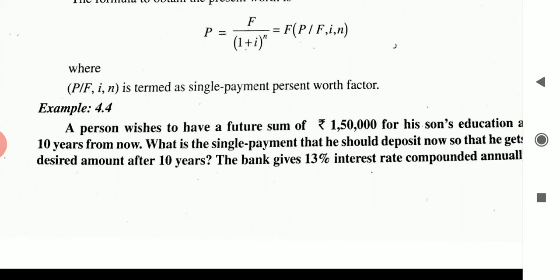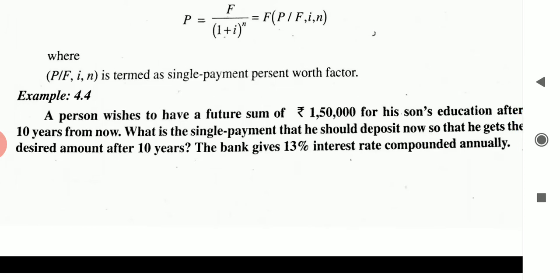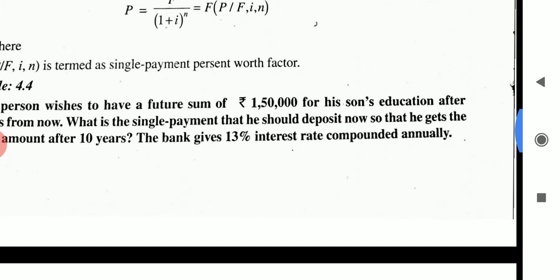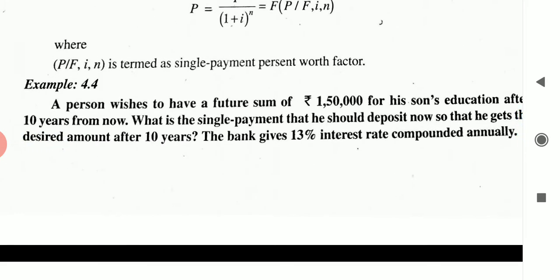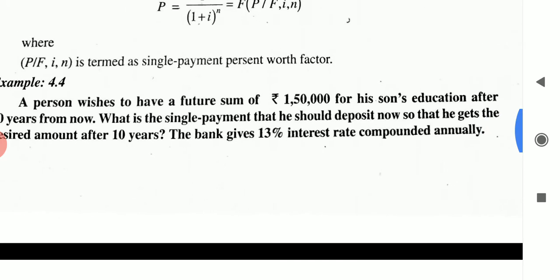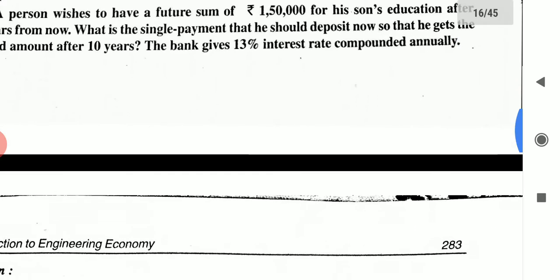Okay. According to this formula, he gave one problem. A person wishes to have a future sum of 1,50,000 for his son's education after 10 years from now. What is the single payment that should be deposited now so that he gets the desired amount after 10 years? The bank gives a 13% interest rate compounded annually.